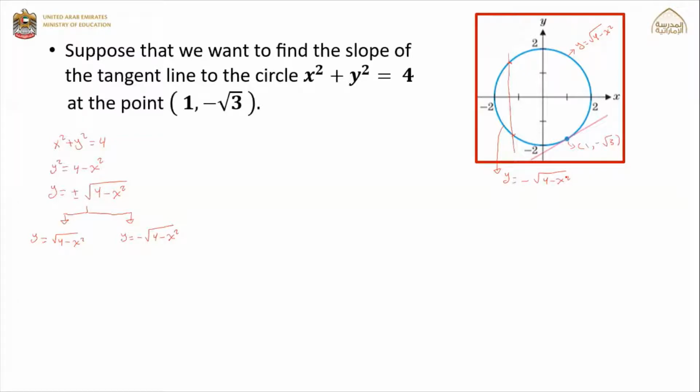Now, the question: which equation will I use to find the derivative of y? The answer is the equation of the bottom semicircle, y equal minus radical 4 minus x squared, because the tangent line at the point 1, minus radical 3 is on this semicircle. So I will cancel the other one and work with this one.